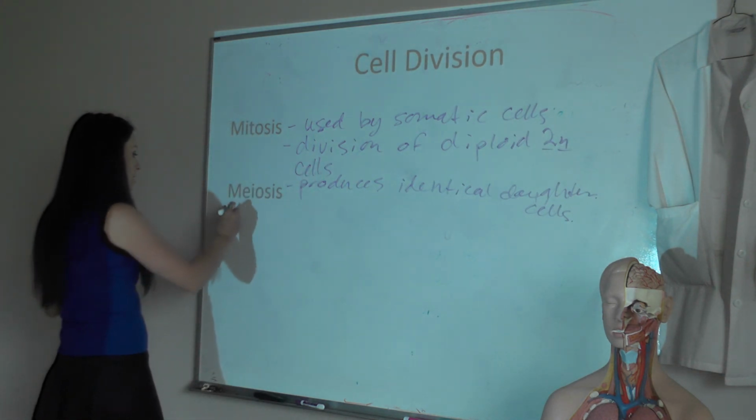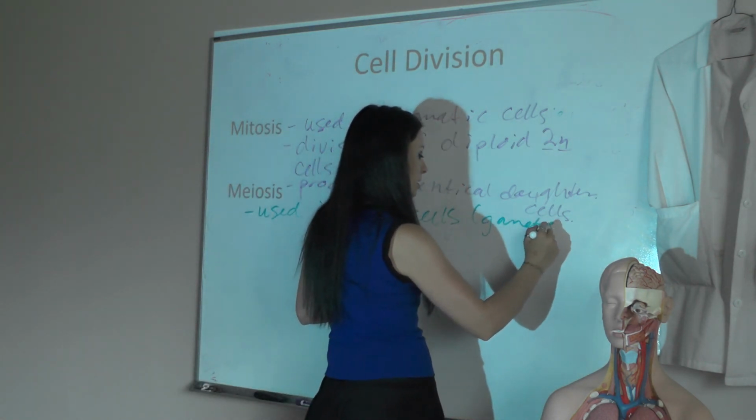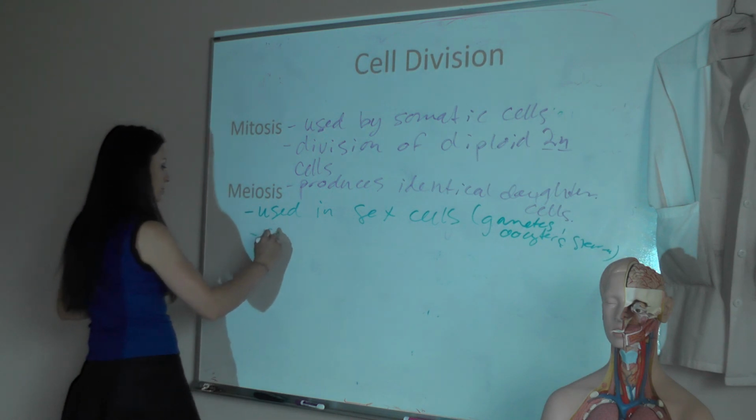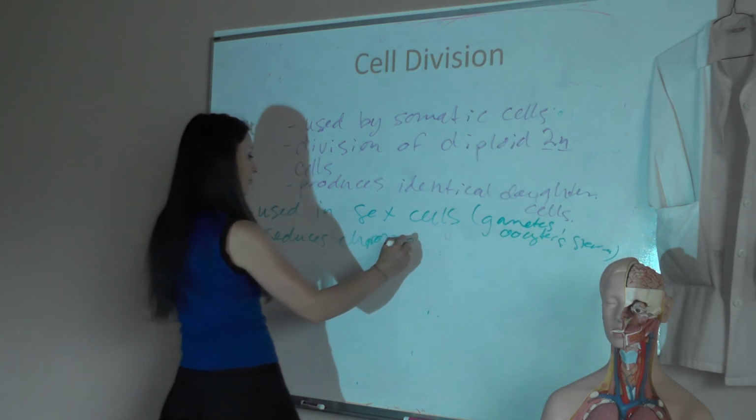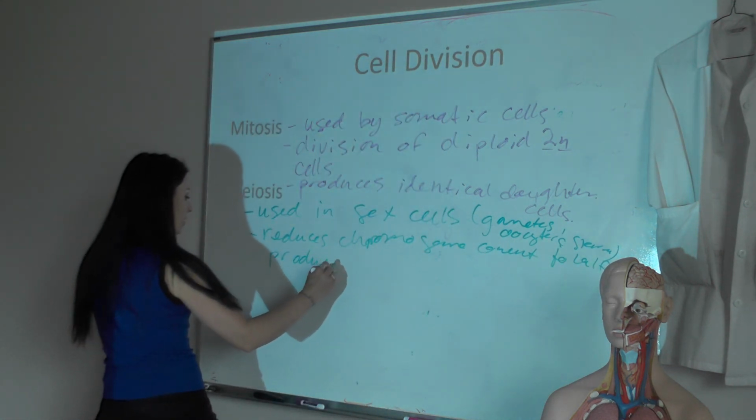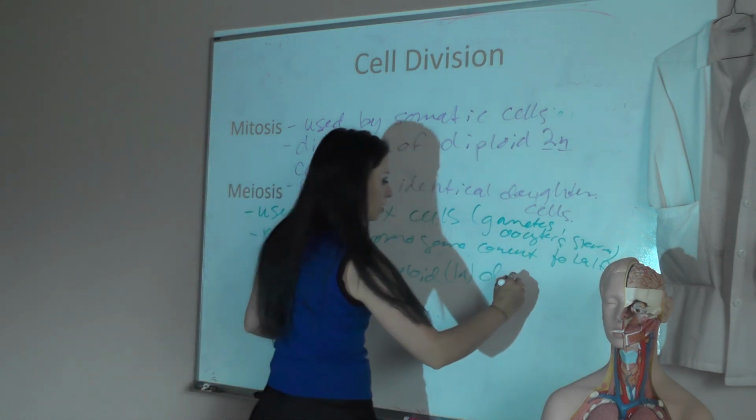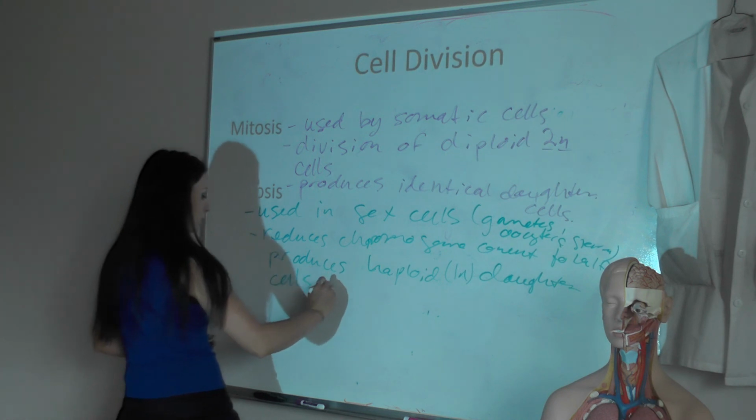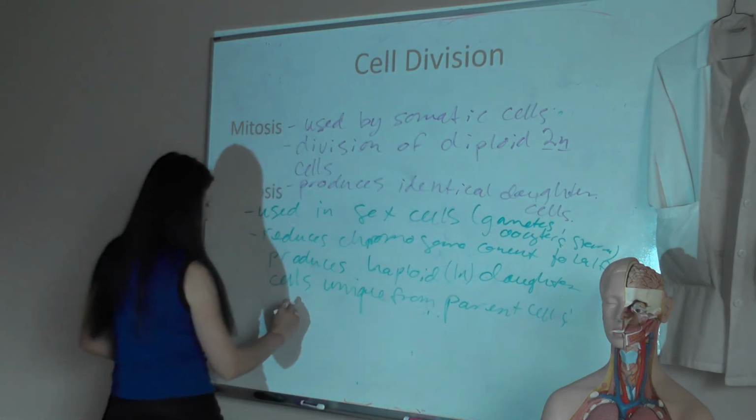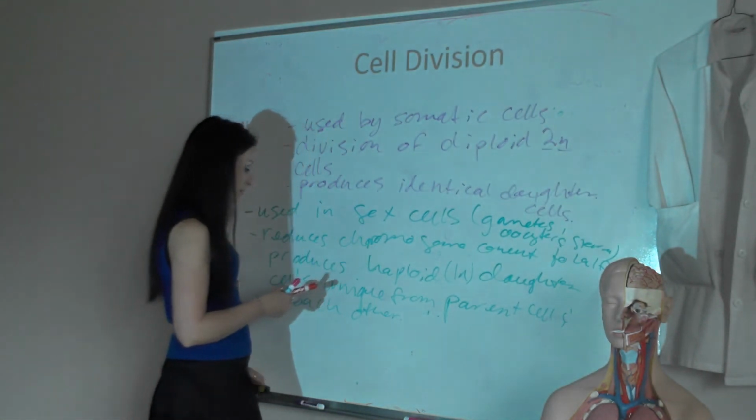Pretty cool. So meiosis is used in sex cells or our gametes, which are the oocytes and sperm. And what this does, we'll say it reduces the chromosome content to half, and produces haploid, or one, daughter cells unique from the parent cell and each other. Fantastic stuff, meiosis, let me tell ya.